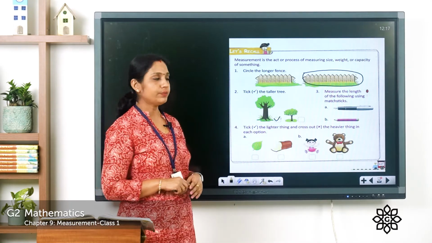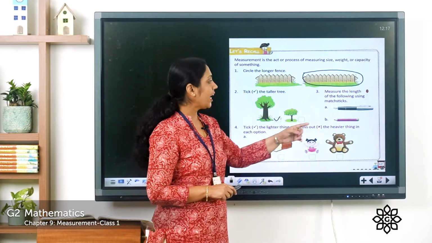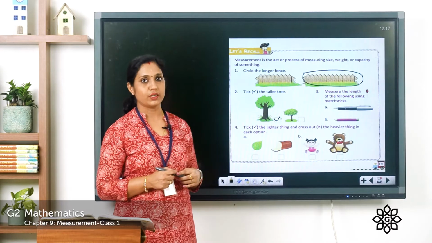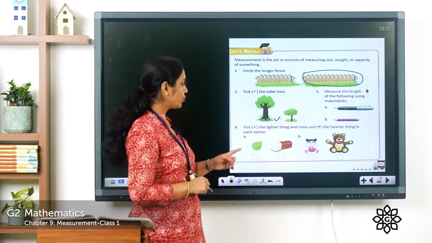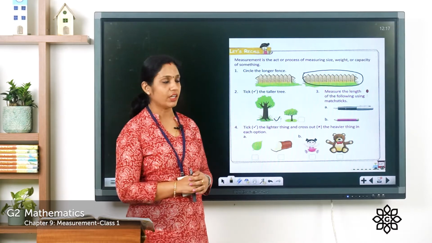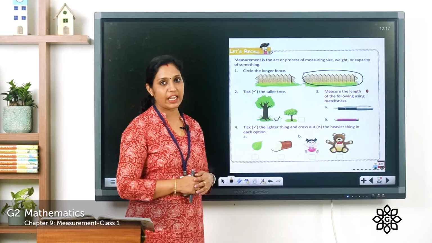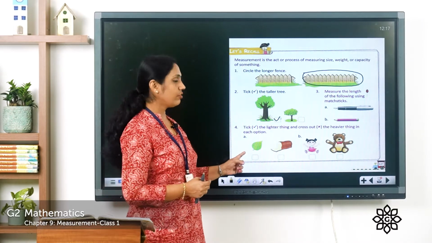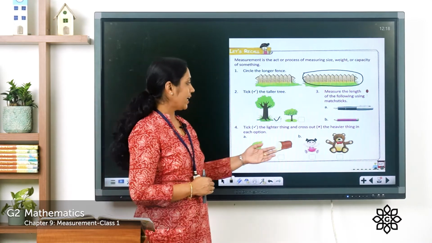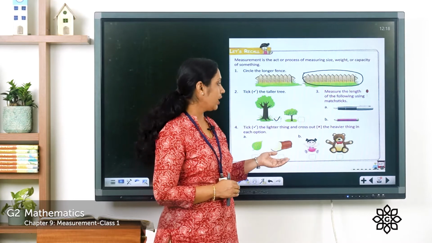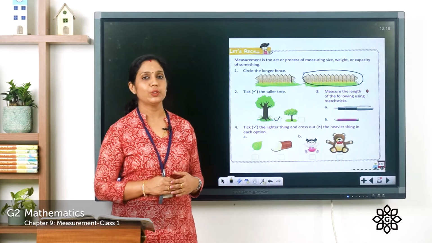The next one, fourth, tick the lighter thing and cross out the heavier thing in each option. So in the first picture you have a leaf and a bread. So which one is lighter and which one is heavier? You have to tick the lighter one and you have to cross out the heavier one. So find out, is leaf lighter or bread lighter? Find it out and do it in the text. Next one, B, we have a doll and a teddy bear. So which is lighter and which is heavier? So find it out and do it in your text.